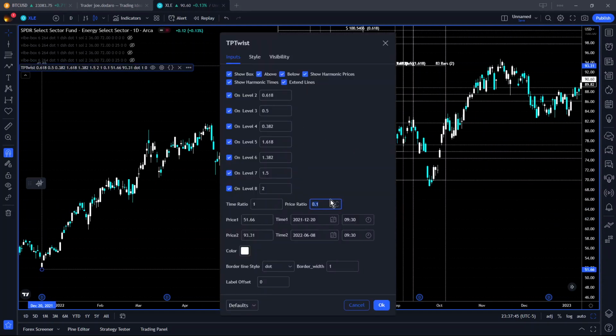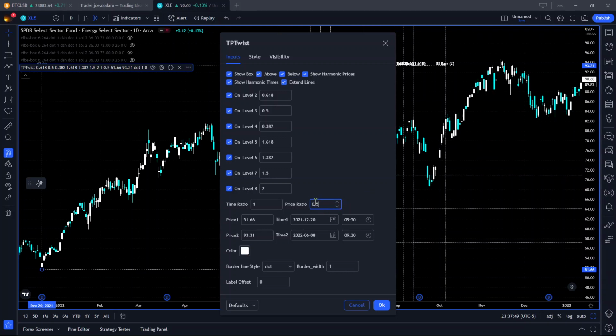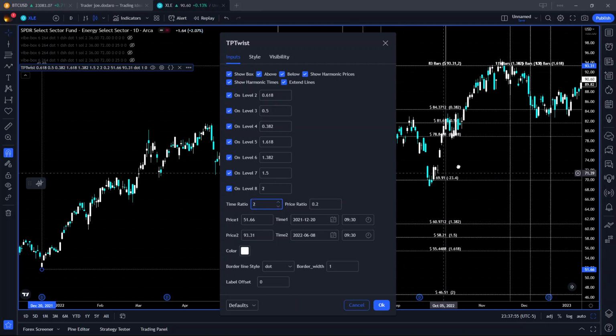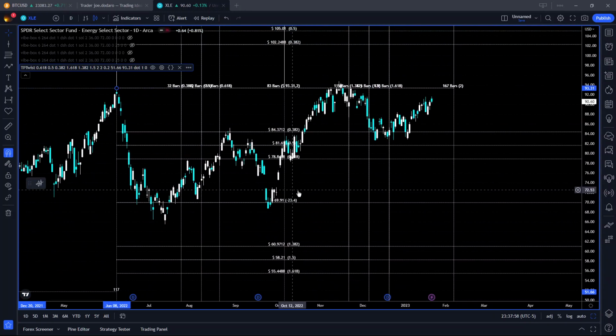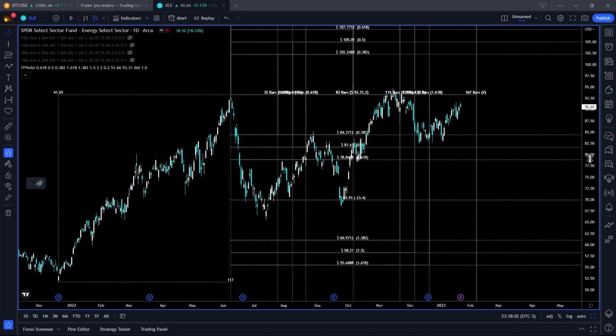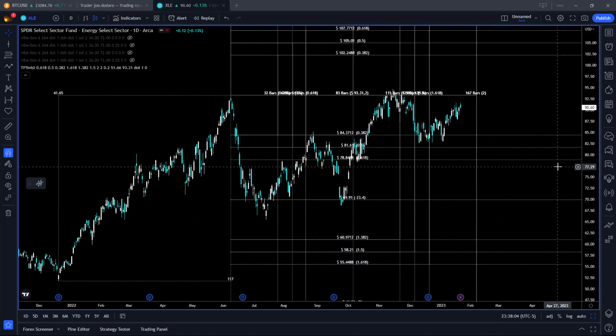Price ratio, we can do, maybe it's gone up 0.5, or maybe that was too much, 0.2. And time ratio, maybe we can go to 2. Yeah, there you go. A little different now, right? Similar structures defined by the previous tool settings, right?